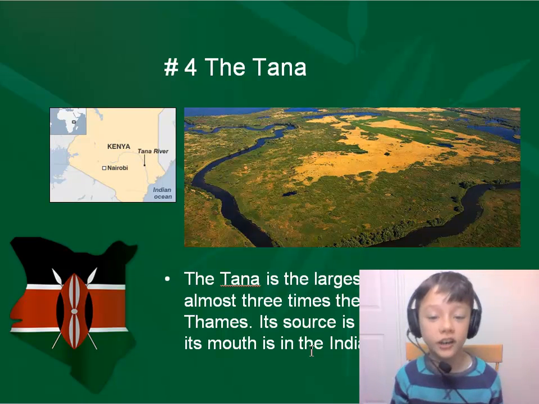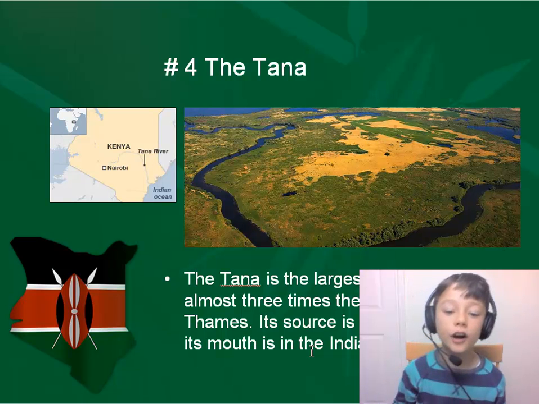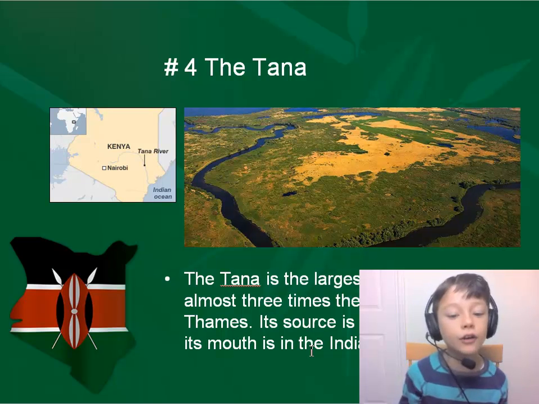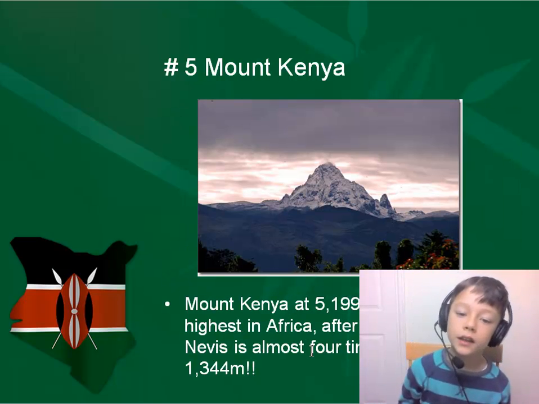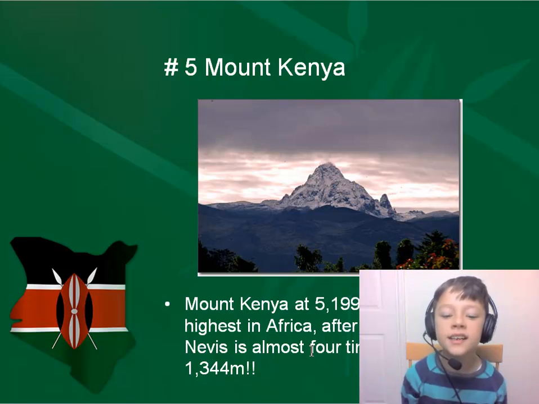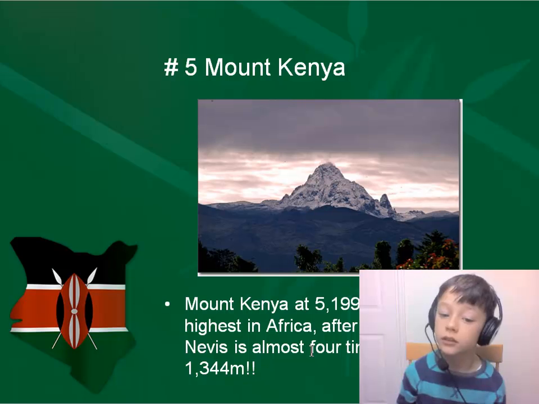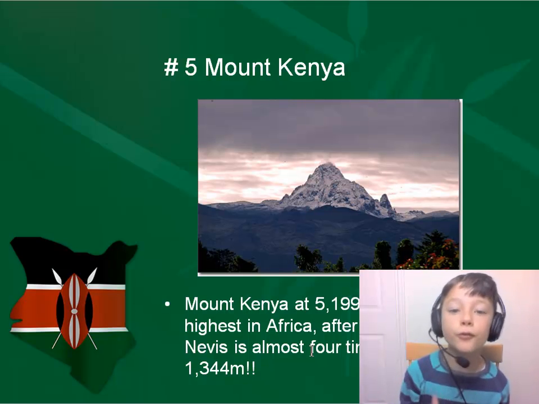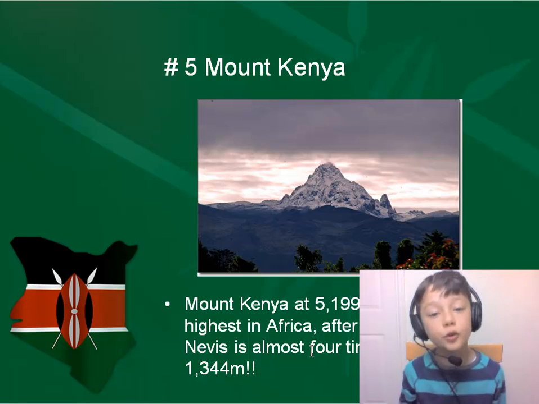Fourth of all, the Tanya. The Tanya is the largest river in Kenya, almost 3 times the length of the Thames. Its source starts at the Mount Kenya and its mouth ends in the Indian Ocean. Last of all, Mount Kenya. Well, Mount Kenya, at a size of 5,199 metres, is the second highest mountain in Africa, after Kilimanjaro. Ben Nevis is almost 4 times smaller than this mountain, with a size at 1,344 metres.